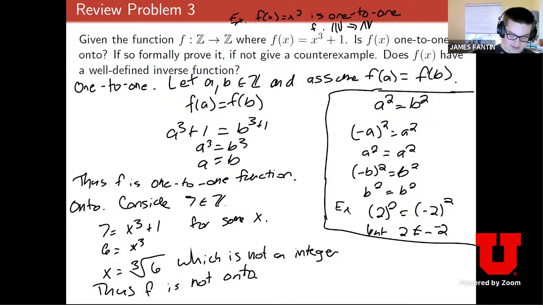And there are many such examples. For example, 3 would also not be mapped onto by anything. 4 also would not be. 5 would not be. So there are many such examples for this function to show that it is not onto.